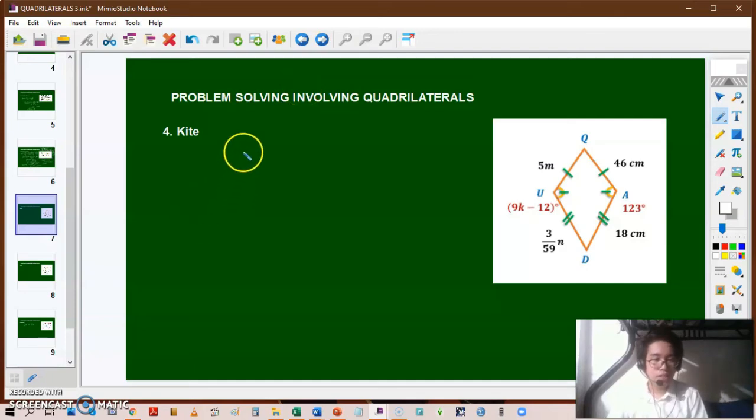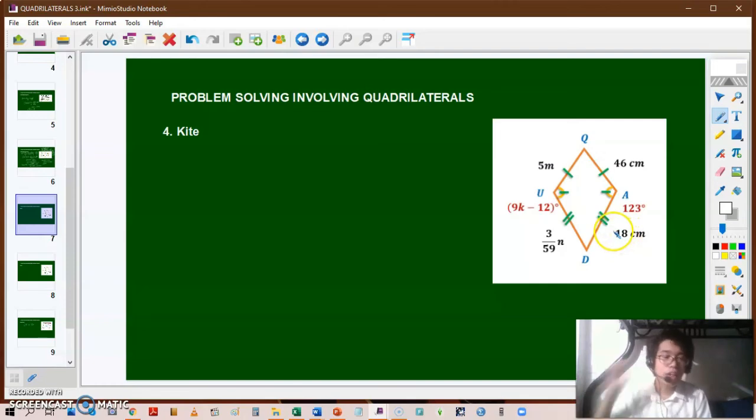For a kite, guys, the adjacent sides are congruent. So we have 5m and its adjacent side is 46 centimeters. And we have 3 over 59 n and its adjacent side is 18 centimeters. Another property of a kite is that its opposite angles are congruent. So let's try to solve for the value of m, the value of k, and the value of n.